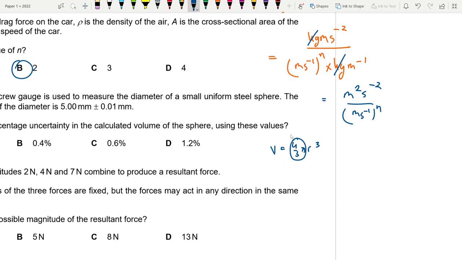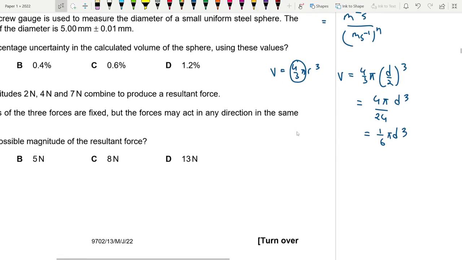We should go for V is equal to 4 by 3 pi (d by 2) whole cube. So that's basically 4 pi d cube divided by 2 cube, which is 8. 8 times 3 is 24. That's 1 by 6 pi d cube. That doesn't really matter. It's still del V by V into 100 is equal to 3 del D by D into 100. Same thing, right?